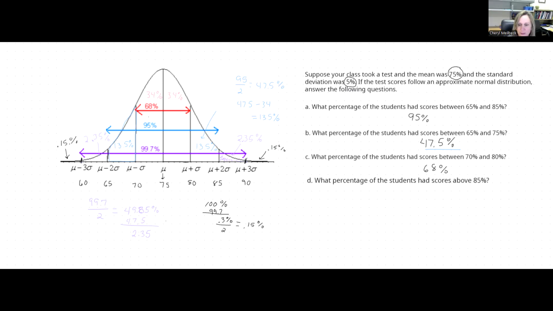So why did we bother doing this? So that we could find the percentage of all the students that had scores above 85. We go back here and we look at above 85, that's going to be the 2.35 here and the 0.15 there. So if we add those two together, we get 2.5% of the students would have scored above an 85%. All right. Good job on that.